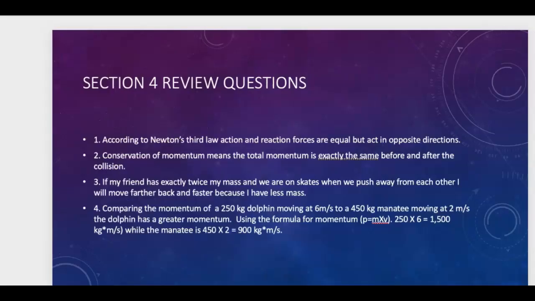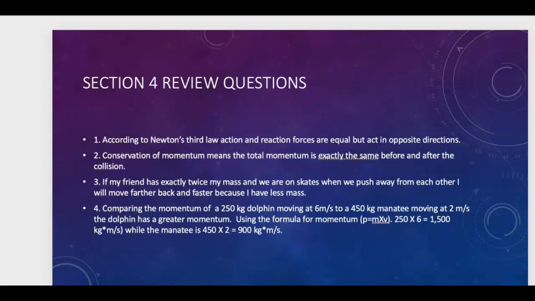Okay, let's look at the section 4 review questions. According to Newton's third law of action and reaction, forces are equal but in opposite directions. Conservation of momentum says the total momentum is exactly the same before and after a collision. Question 3 was looking if you have two people skating together, one has double the mass. When they push away from each other, which one moves further back? And that would be the person with the less mass because they can move faster. You have the same amount of force.